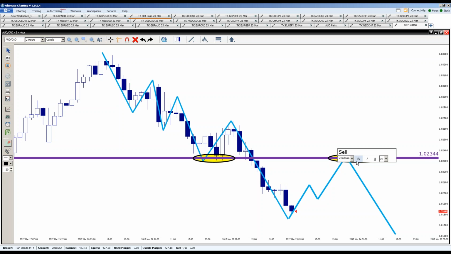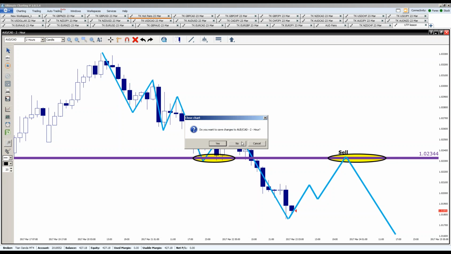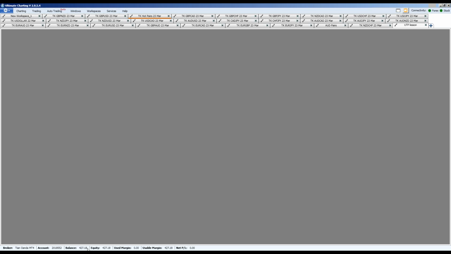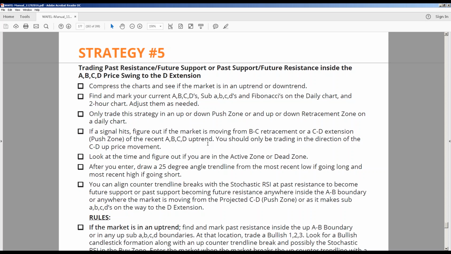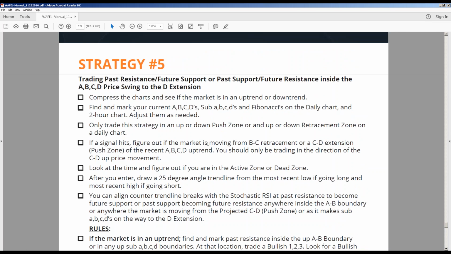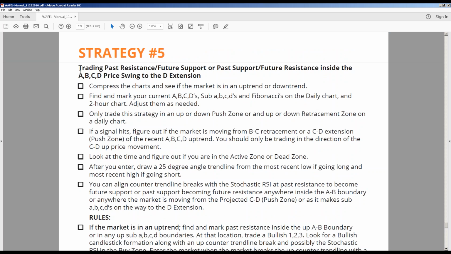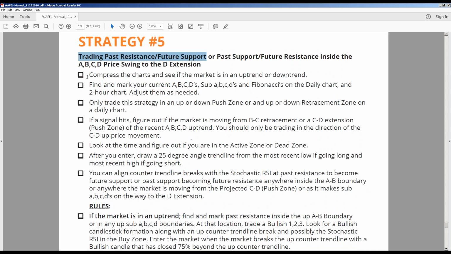Right. Now let's go and combine this with our Fibonacci's. Right, and let's just go back to the manual. So here's the nitty-gritty of strategy number 5. Once again, it's about trading past resistance, future support, or past support, future resistance inside the ABCD price swing to the D extension. Now the first step would be to compress the chart and see if the market is in an uptrend or a downtrend.